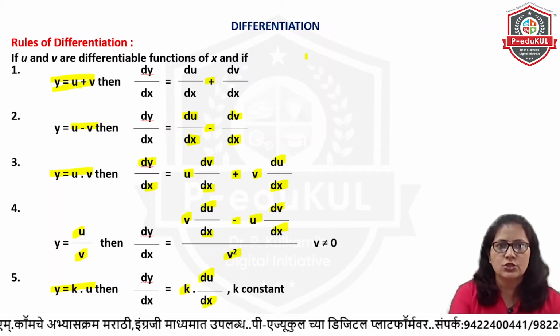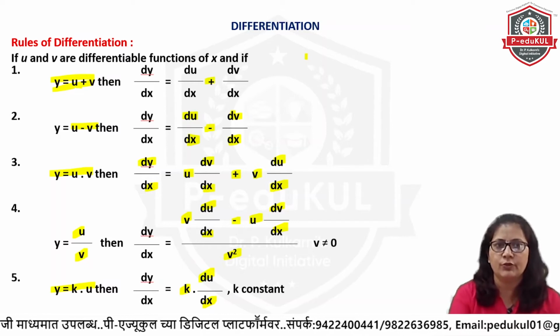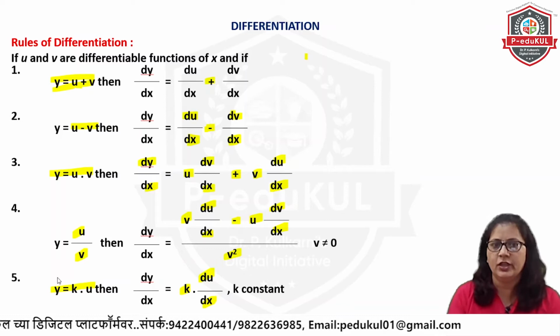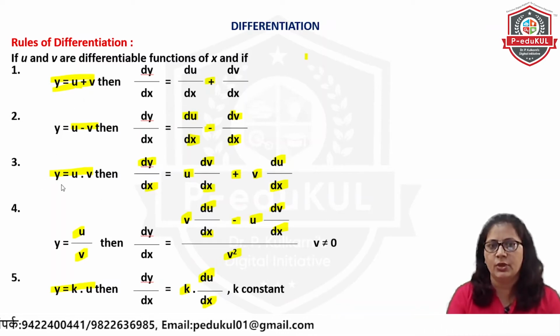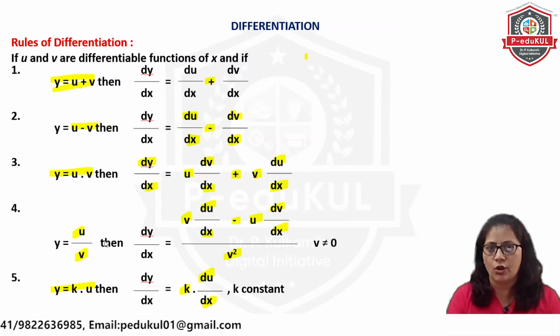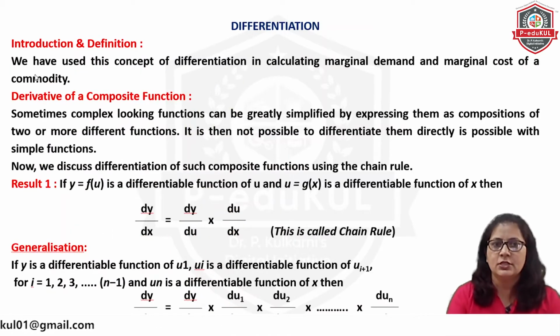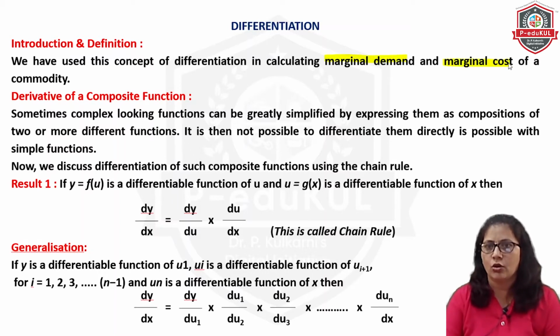Okay. So this is all about the algebra of differentiable functions. Algebra is nothing but addition, subtraction, multiplication, division. Here addition and subtraction are easy, but for multiplication and division there are different laws which you have to keep in mind. Next, we have used this concept of differentiation in calculating marginal demand and marginal cost of a commodity.